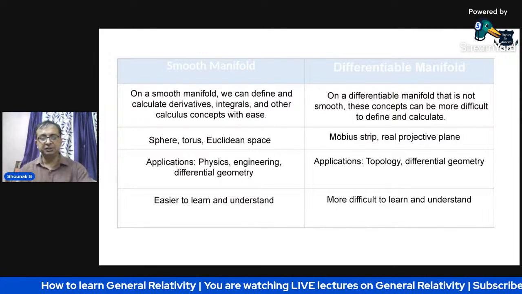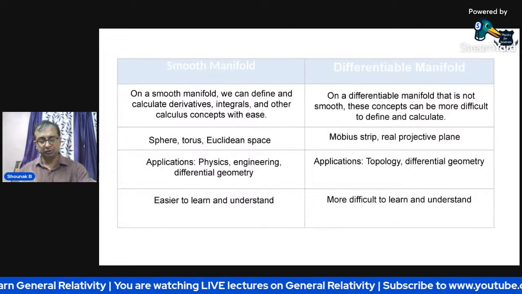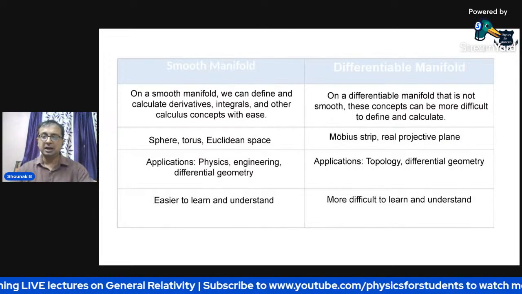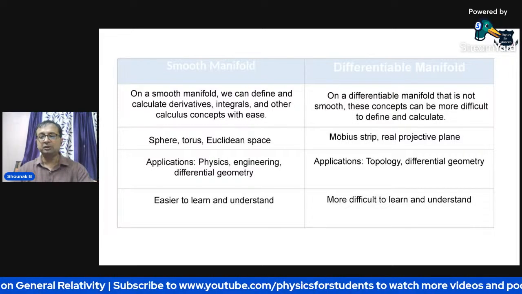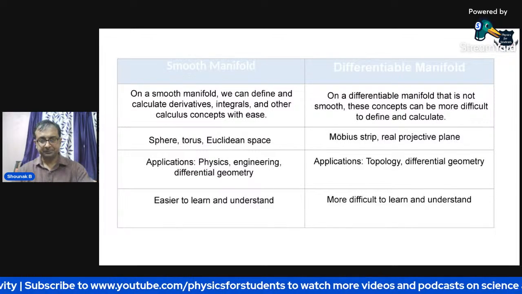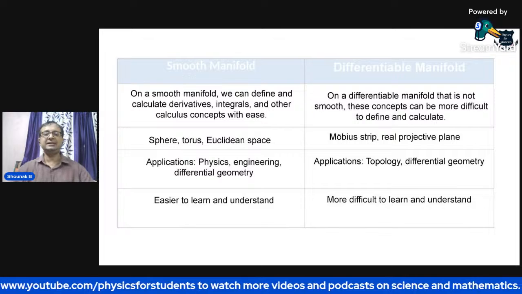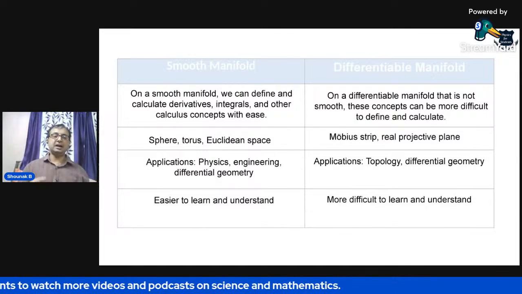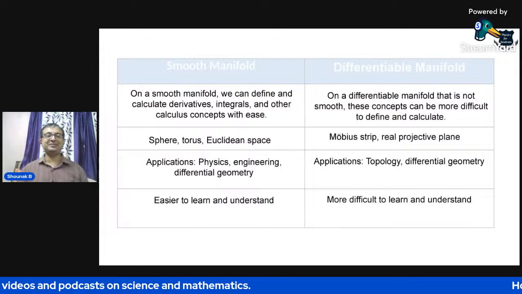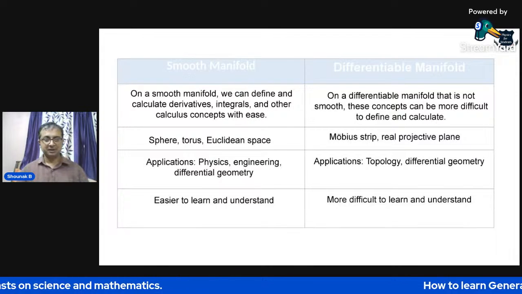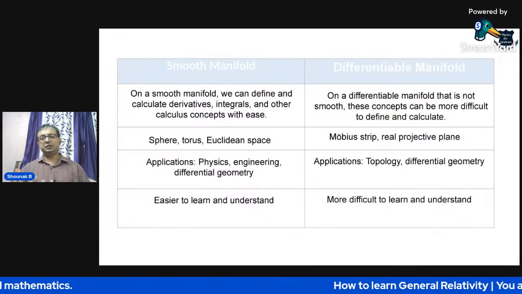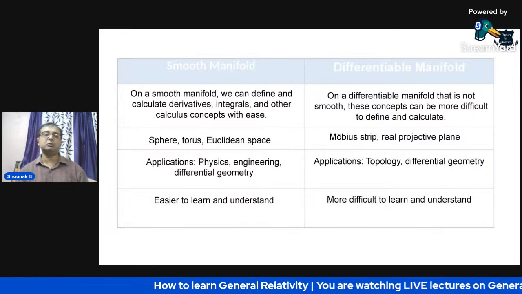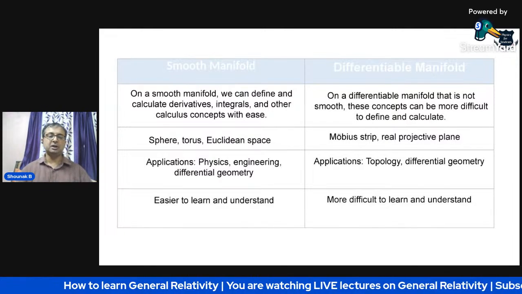Applications are in physics, engineering, etc. Applications in topology, differential geometry. The smooth manifolds are obviously easy to learn, and differentiable manifolds are more difficult to learn and understand. Now, if you go to Google or Amazon and search regarding manifolds, the first thing that will come is a smooth manifold. Most of the resources available over the internet, learning, lectures, etc., are on smooth manifolds. Differentiable manifold comes much later.